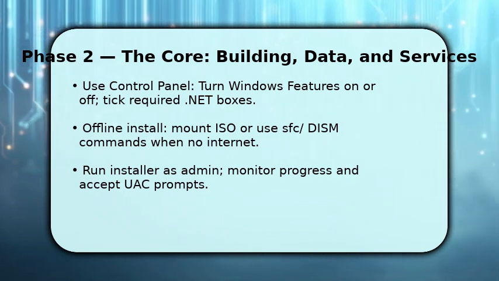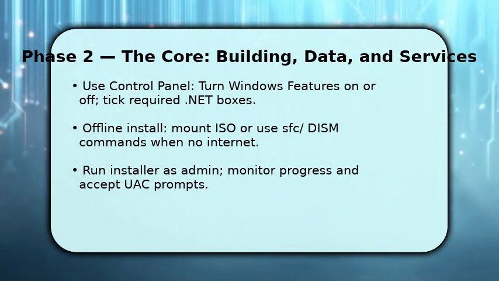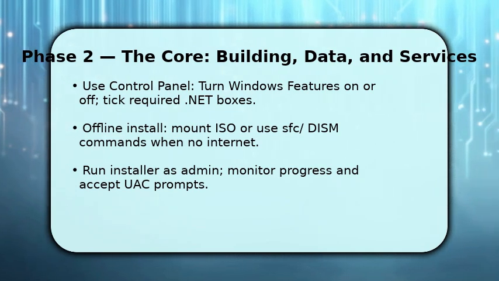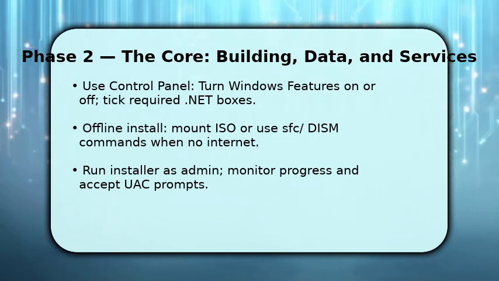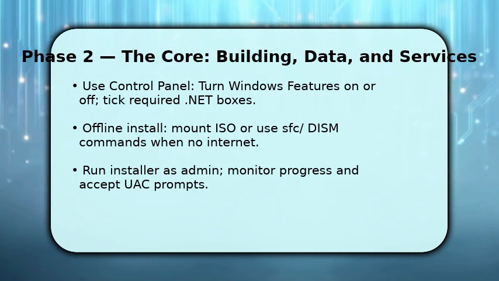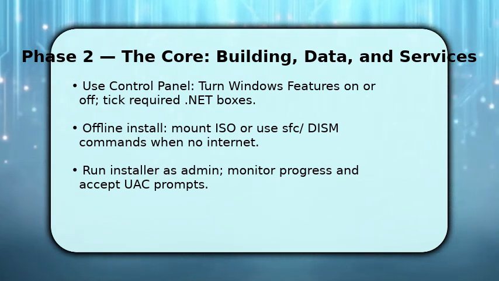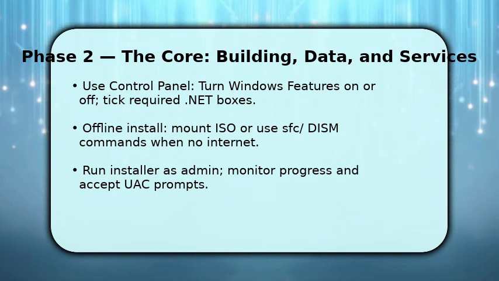If offline, mount the ISO or use DISM with the /enable-feature command. This handles source files directly. Make sure to point to the correct SXS folder. During these steps, monitor installer logs and watch for error codes so you can address missing dependencies quickly.